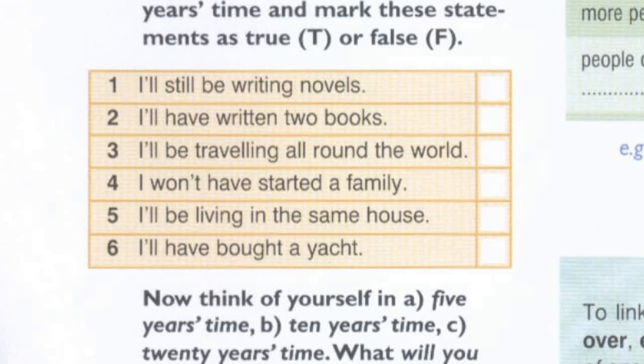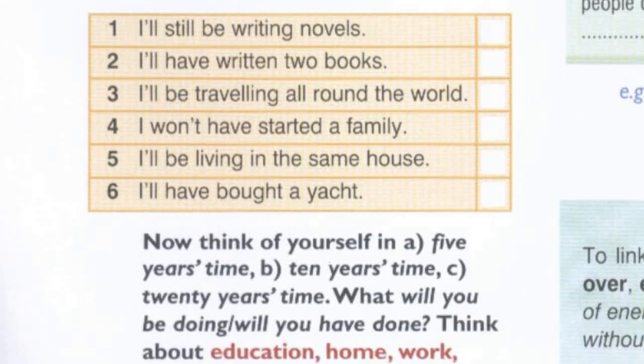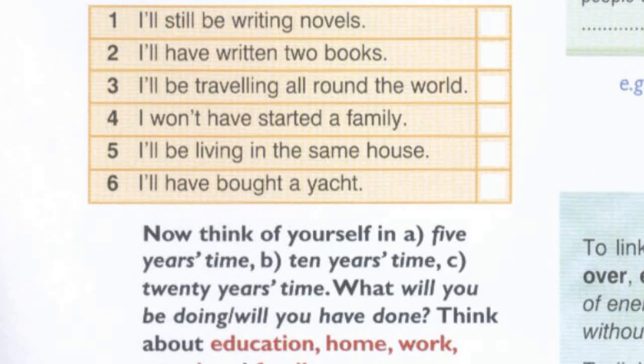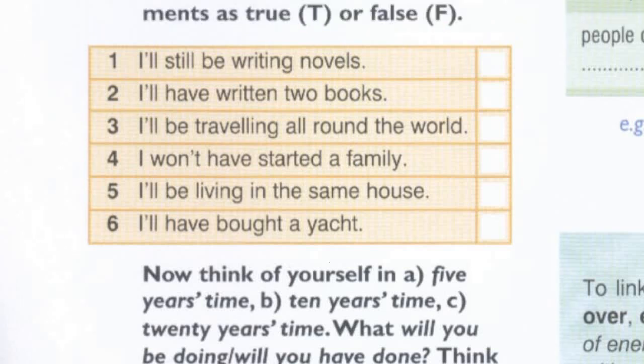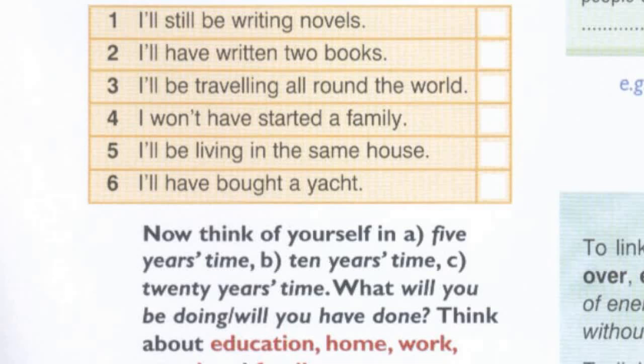Well done. Future perfect uses will have plus the past participle, and future continuous uses the continuous form of the verb. You can see, for example, will plus be plus verb-ing. But the other one, future perfect, is will have plus past participle. It is will, not has. Remember, for the third person, even she will have started, not she will has. We don't switch have to has.